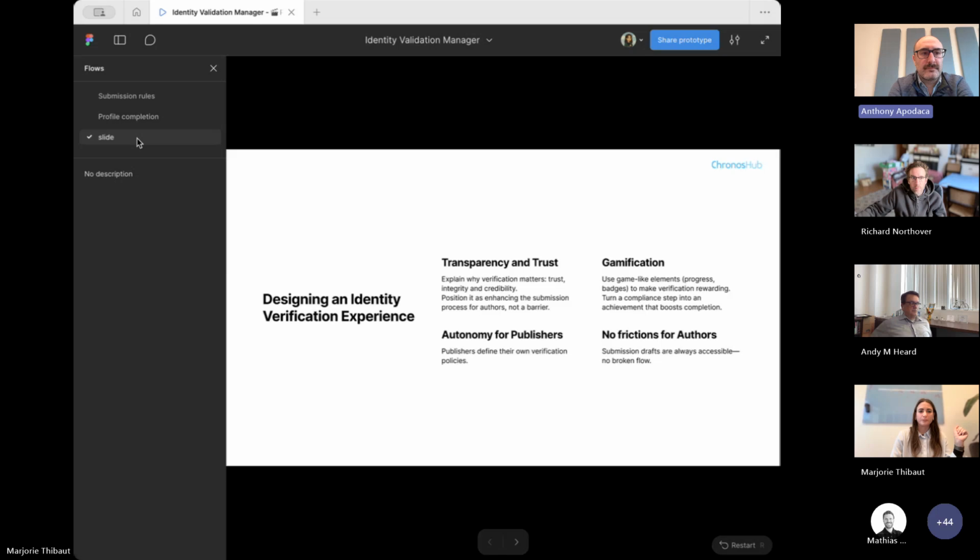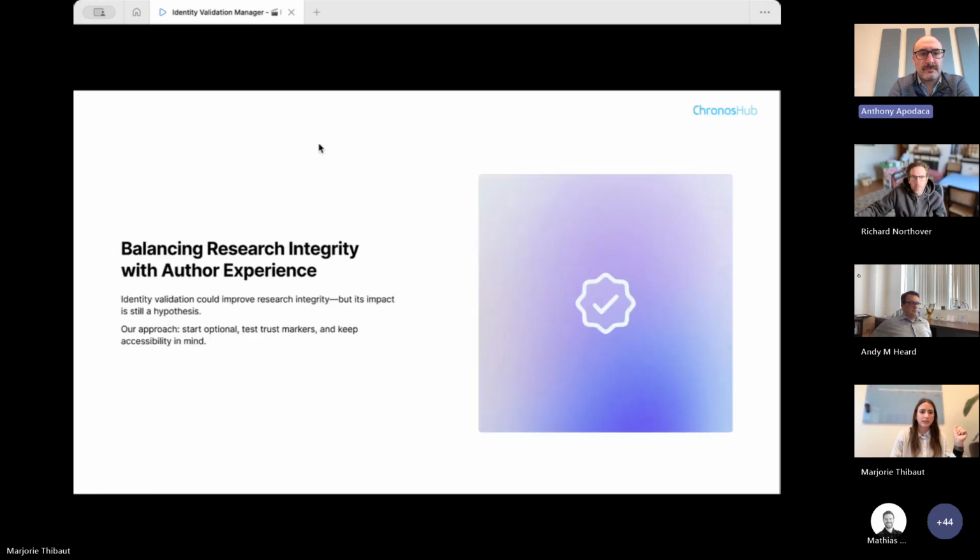And so to continue with my slides, the challenge that we face is to balance research integrity with author experience. So we know that publishers want to reduce friction for authors, but at the same time, identity validation could help address real research integrity issues. But right now, we don't know how effective it would be, and it's something that we need to test.